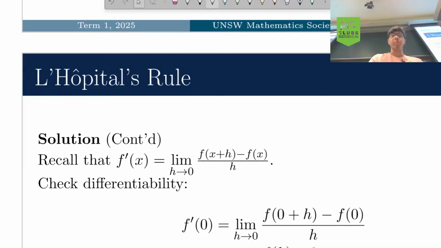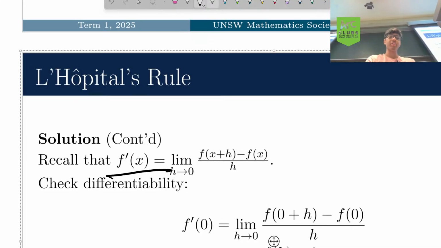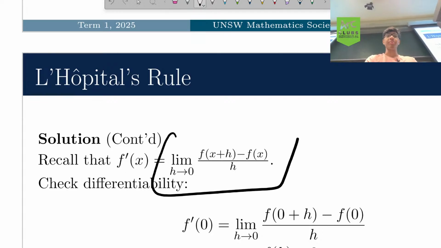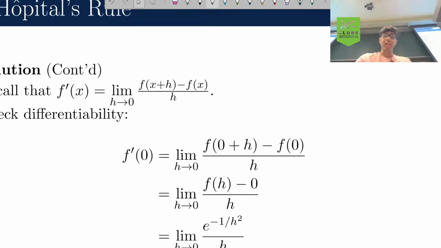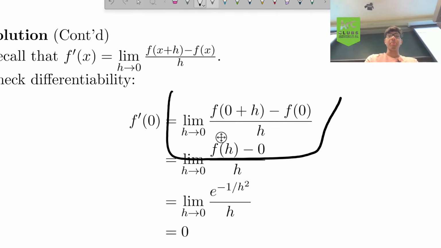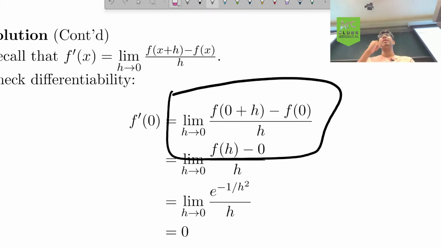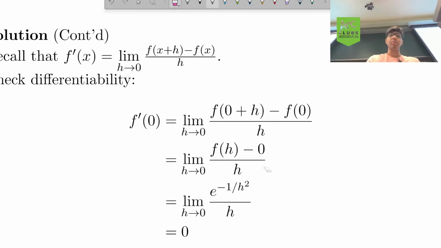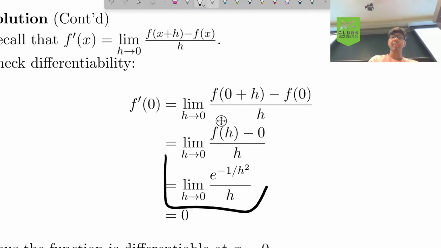And now we're going to apply this rule. So for it to be differentiable, I know that f'(x) has to equal this limit. Well, I've shown that the left-hand and right-hand limits are fine, so we know this works. And so f'(0) equals the limit of (f(0 + h) - f(0)) all on h. And we get this expression.